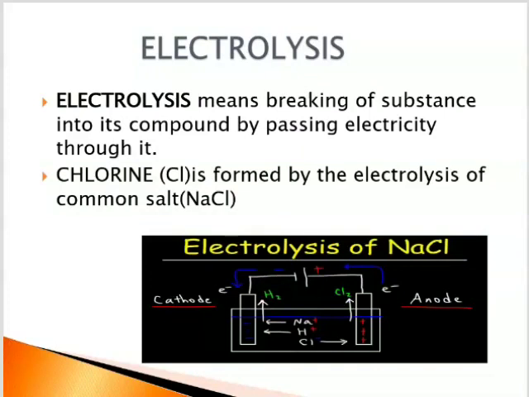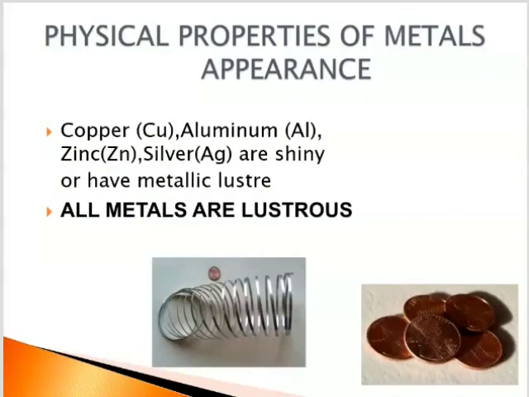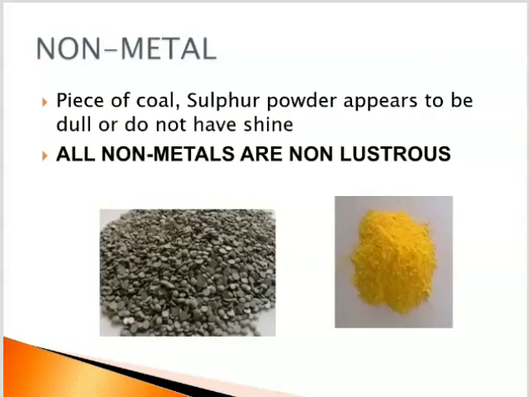Physical properties. Appearance. Metals are generally lustrous, that is, shiny. Copper, magnesium, aluminium, zinc, silver are shiny, or we can say they have a metallic luster. Non-metals are non-lustrous. A piece of coal, sulfur powder, appears to be dull. That means it does not shine. So all the metals are lustrous and all the non-metals are non-lustrous.